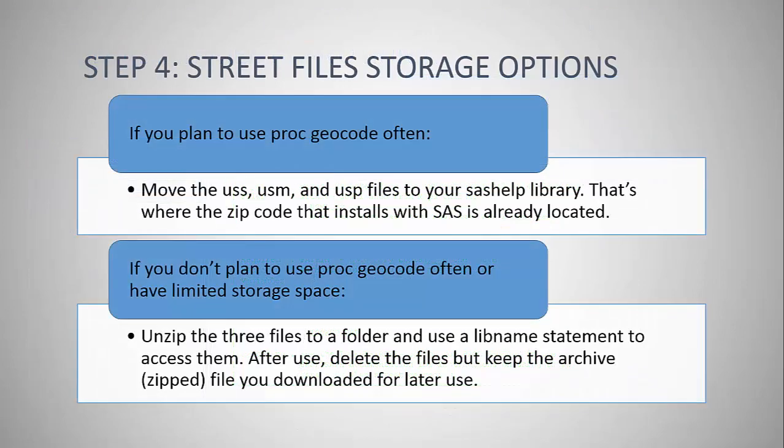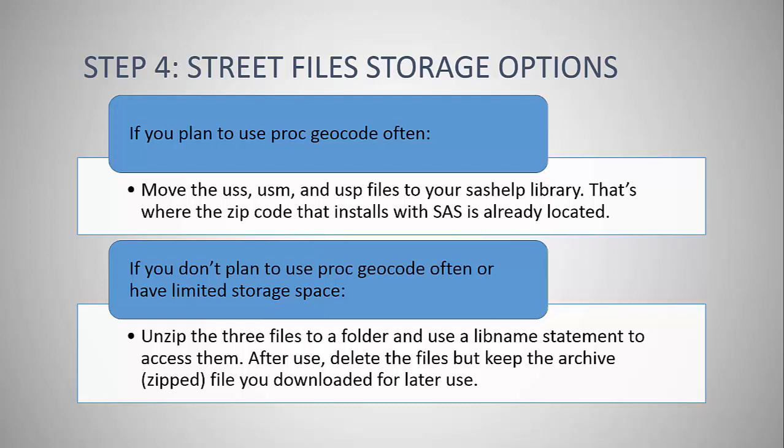The 4th step in this process is to determine how you want to save these files and how you want to store them. If you plan to use Proc Geocode on a frequent basis, specifically using the streets, then you may want to move the USS, USM, and USP files to your SAS help library. This is where the zip code data is also kept, so you'd be storing them in the same location as other files used in Proc Geocode.